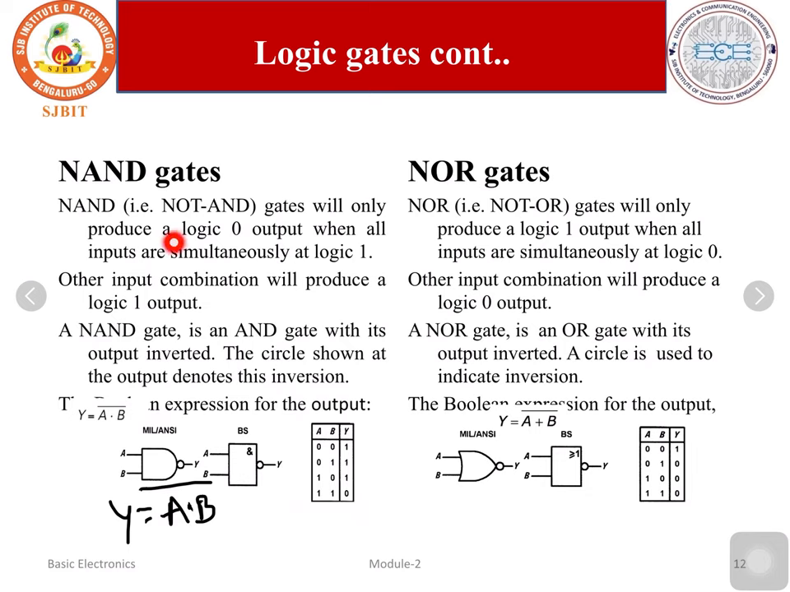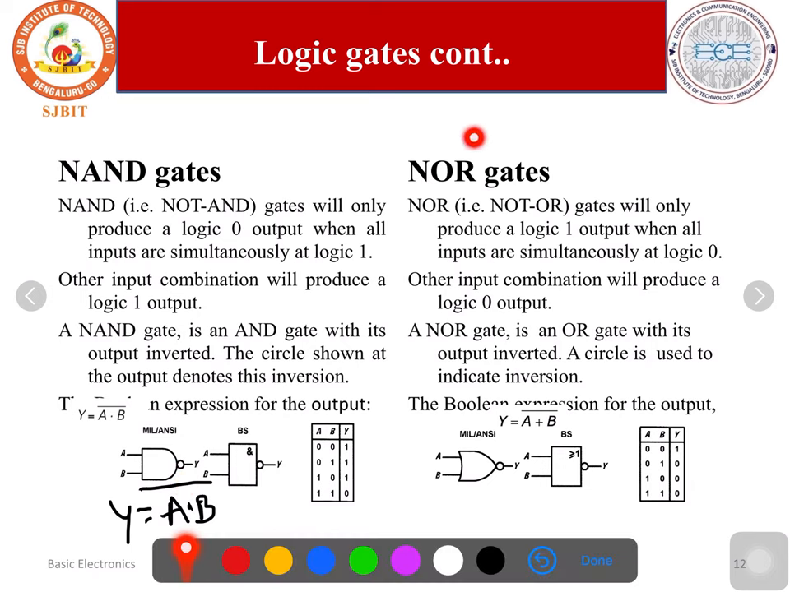The NAND gate will only produce a logic 0 when all the inputs are simultaneously at logic 1. Other input combinations will produce a logic 1. A NAND gate is an AND gate with its output inverted. The circle shown here denotes the inversion, or a NOT gate.